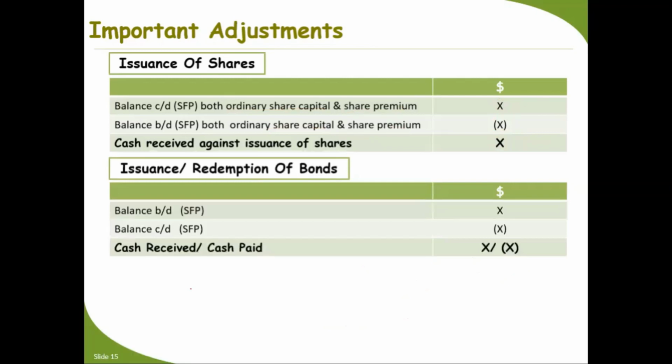Now, opening balance, which will be in the SFP of the preceding year, and closing balance, which we will take from the current year SFP. We will compare it. If at the end you have a positive figure, then it is cash received, meaning your closing balance is less than opening, and if it is negative, it means you have cash paid.